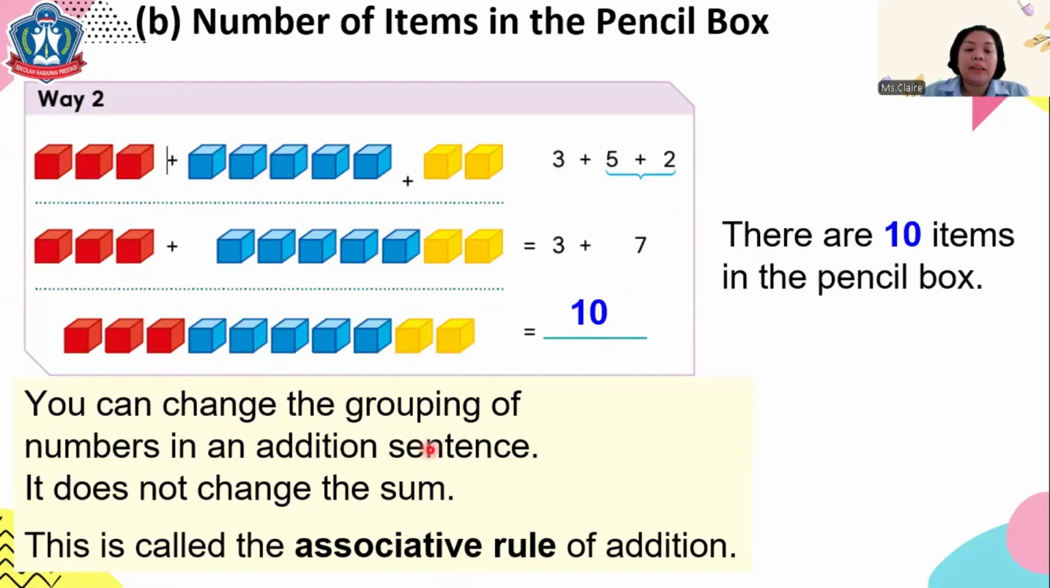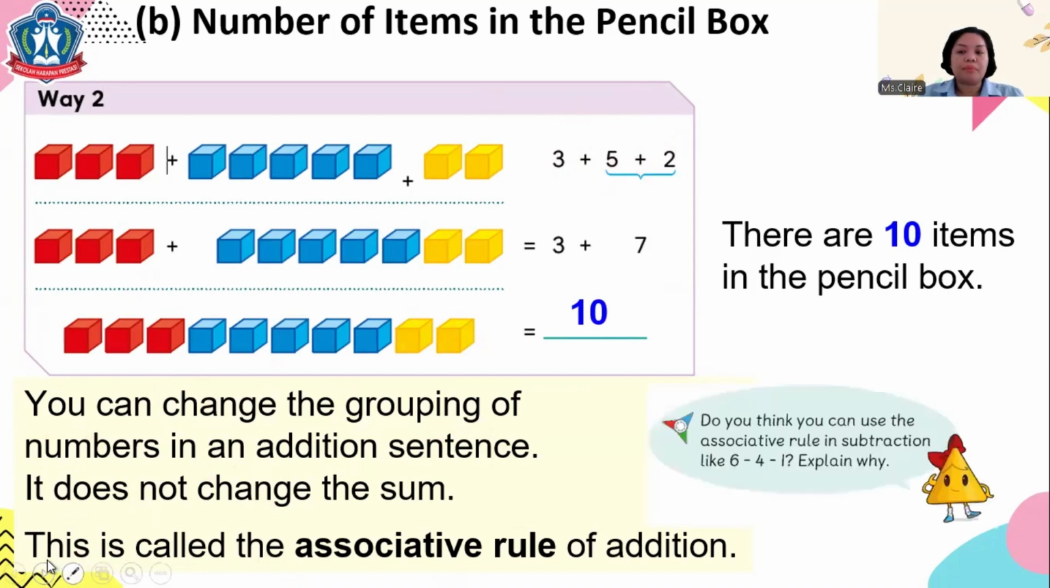So you can change the grouping of numbers in an addition sentence. Again, the sum will not change. So you can add 3 plus 5 first, or 5 plus 2 first, or you can also add 3 plus 2 first, which is 5, then plus 5, and that is 10.